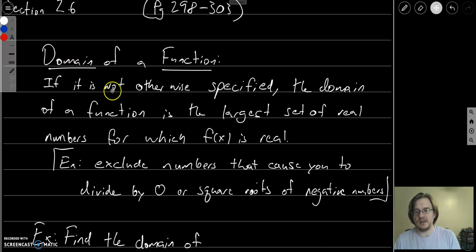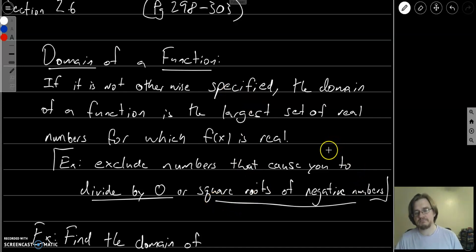So the domain of a function, if it is not otherwise specified, and I'll explain why I need this clarification, is just the largest set of real numbers for which f of x is real. So we don't want to be plugging in imaginary numbers into a function right now. We don't want the function value to be imaginary. So for instance, we want to exclude numbers that make you divide by 0, or numbers that make you take the square root of a negative number.